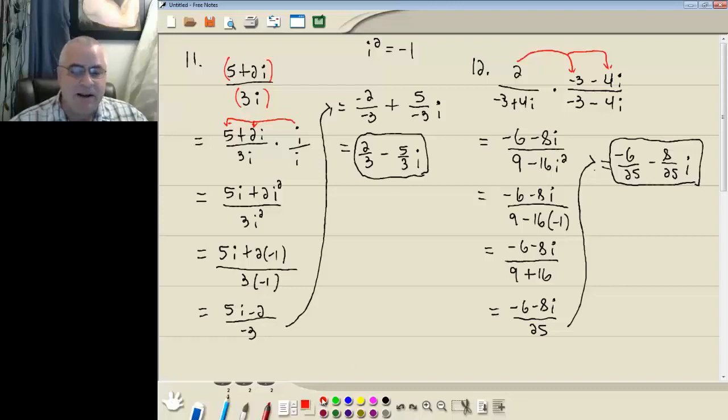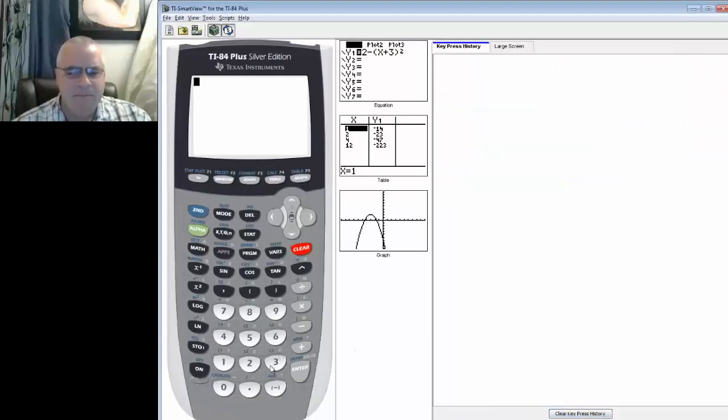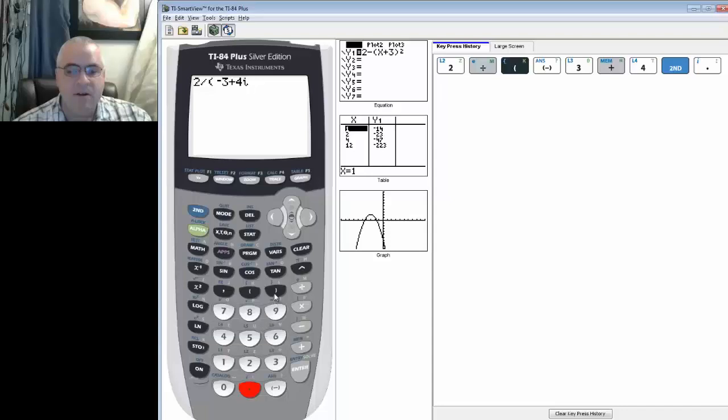Okay, now let's plug this into our calculator, see how this works. My guideline is whenever I have more than a single number or single i, we have to put parentheses on it. We got a 2 here. I don't need parentheses on it. So when I plug it in, I want to put parentheses on the bottom part. I'm real curious now if this is going to work. So I got 2 divided by beginning parentheses, negative 3 plus 4i. So do second decimal. Closing parentheses, enter.